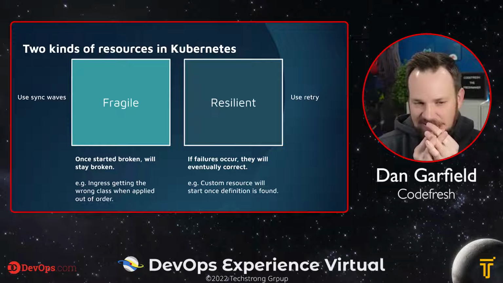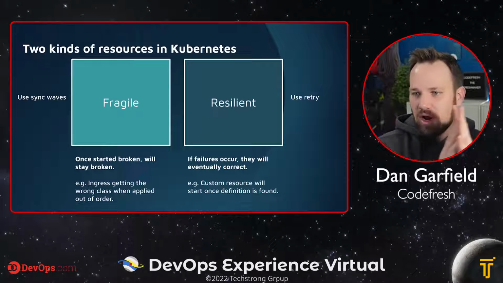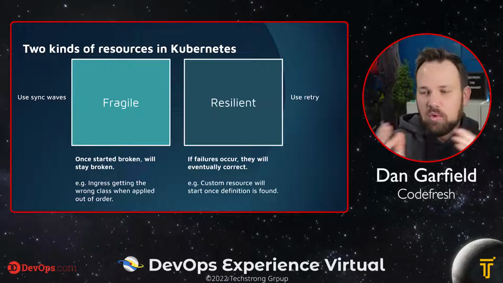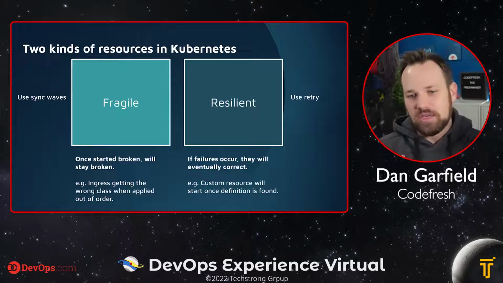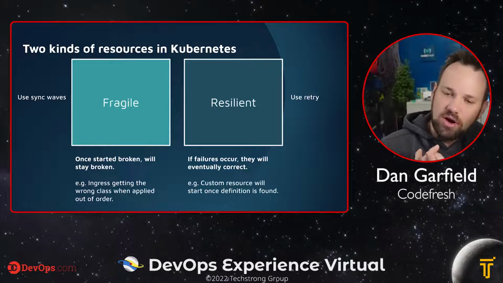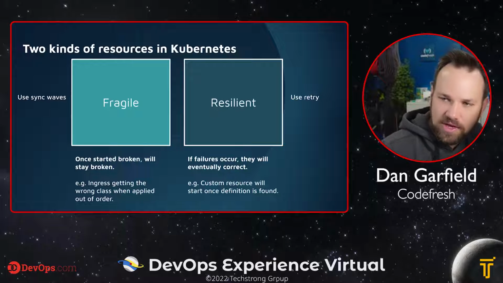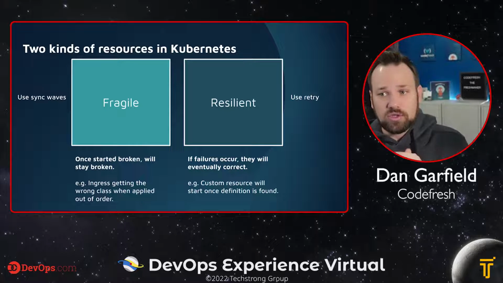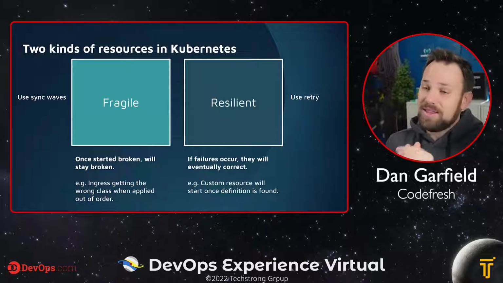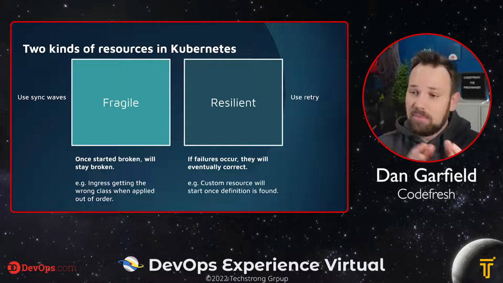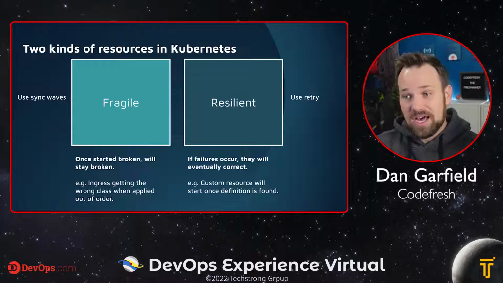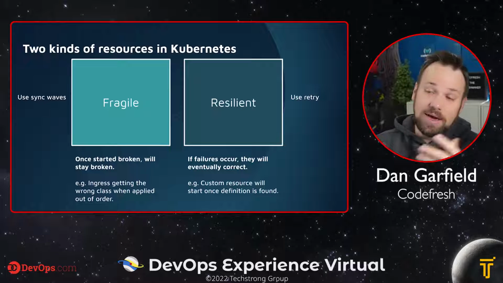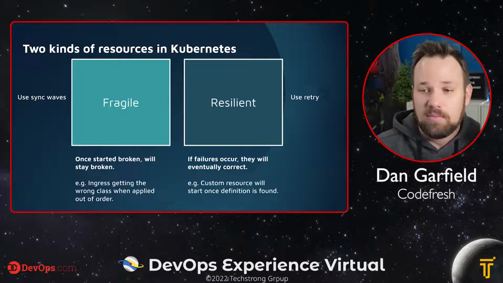And a good example is if you deploy an ingress before an ingress provider, it will get the wrong information on it and it will never be fixed. And then I think there are resilient resources. These are, if failures occur, they will eventually correct. So a great example of this is if you try to apply a resource with a custom resource, but that custom resource definition has not been applied, it will fail. But as soon as the CRD is added, that custom resource will deploy just fine. And that will just take place automatically based on Kubernetes retries. It might take a long time. Maybe you should have better policy around it, but it'll work.